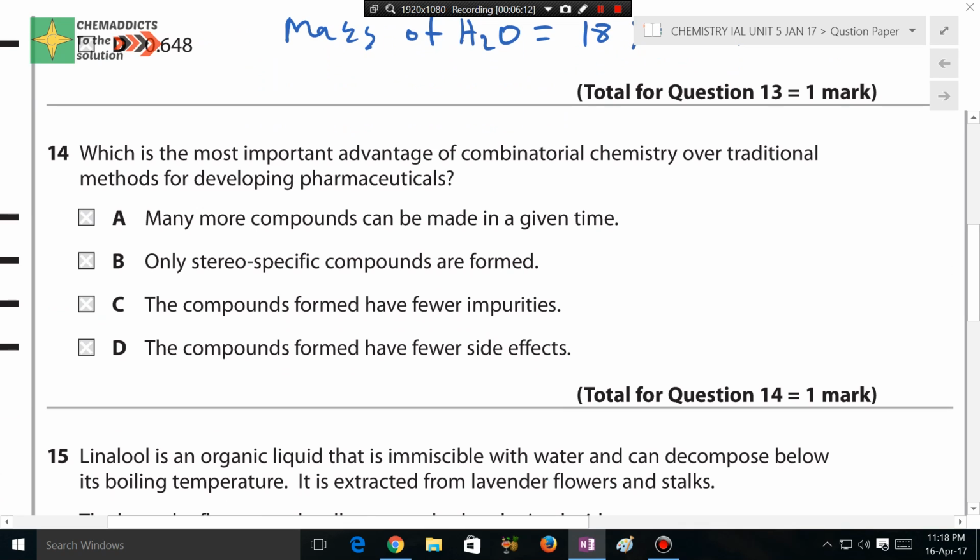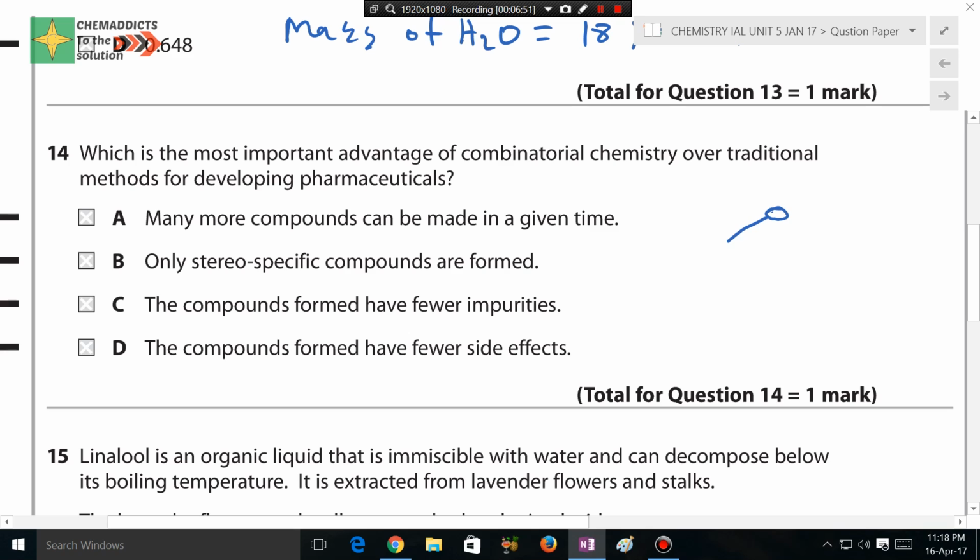So this question says, what is the most important advantage of combinatorial chemistry over traditional methods for developing pharmaceuticals? Let us first know what happens in combinatorial chemistry. Here we have synthesized one chemical, and from this chemical we're going to multiply this into several chemicals.